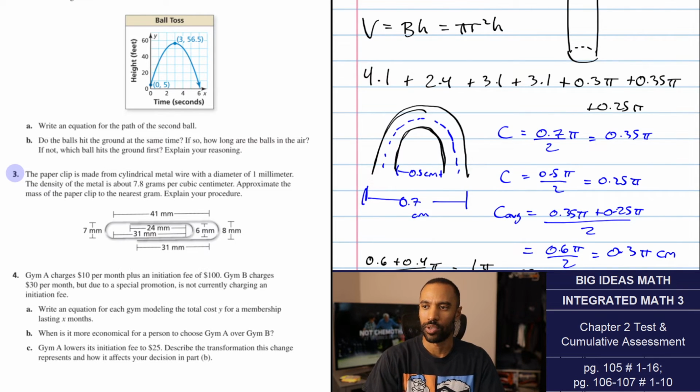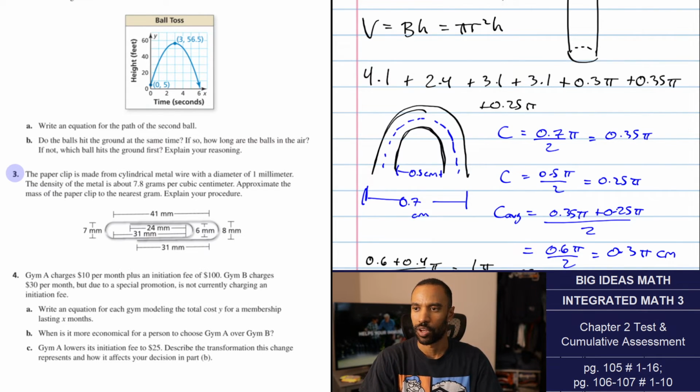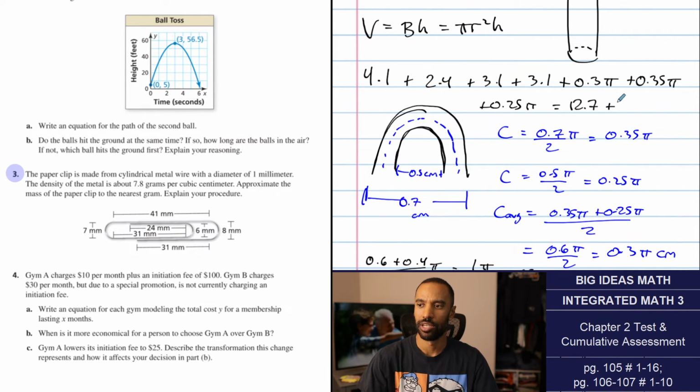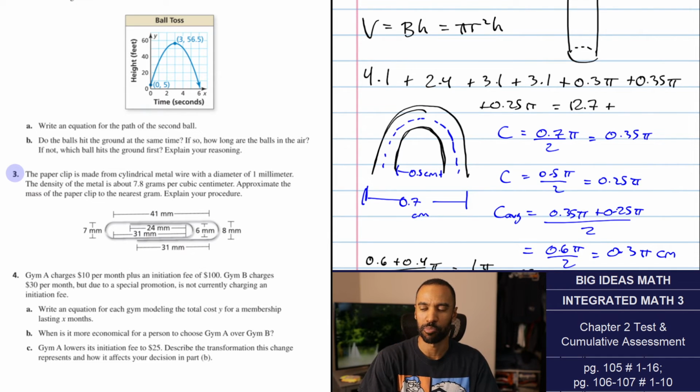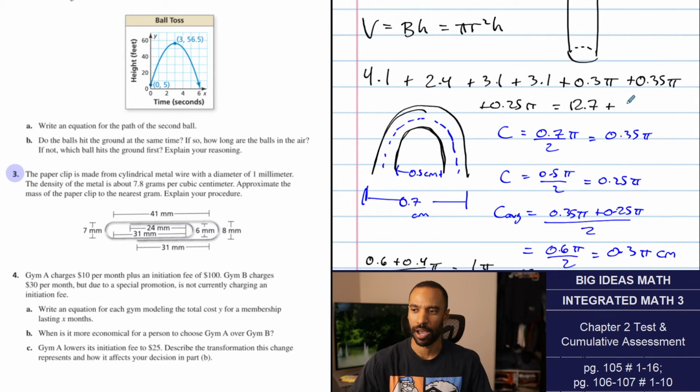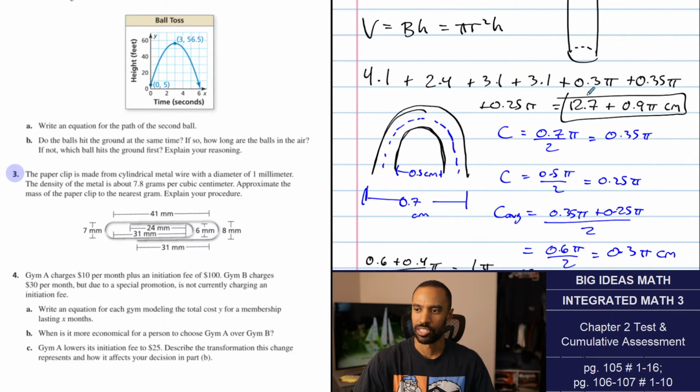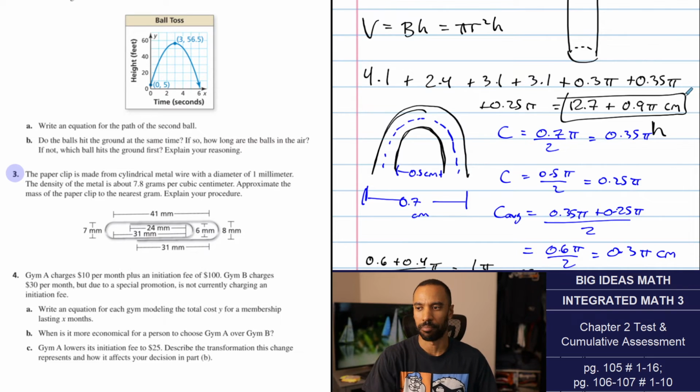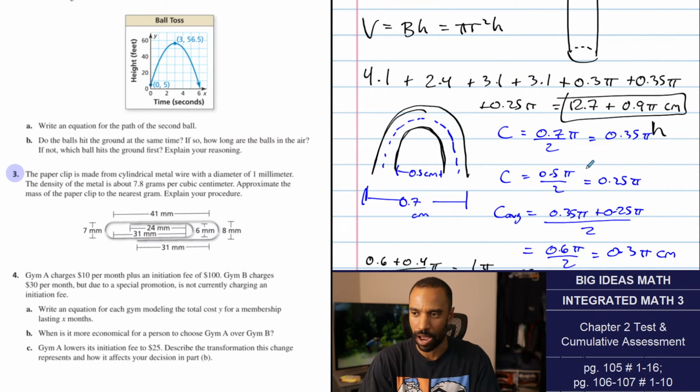And in total, when you add all those together, there are some in terms of pi and some that are not. Let's do those. 4.1 plus 2.4 plus 3.1 plus 3.1, that's 6.2, is 12.7. So this is 12.7 plus 0.3 plus 0.35 pi plus 0.25 pi. That should be 0.9 pi centimeters. So this is the height of our paperclip, in my view, and I'm not rounding just yet.